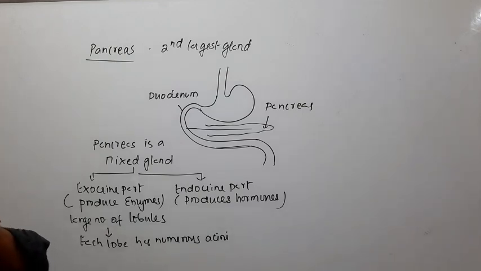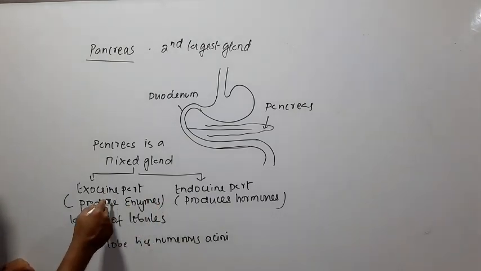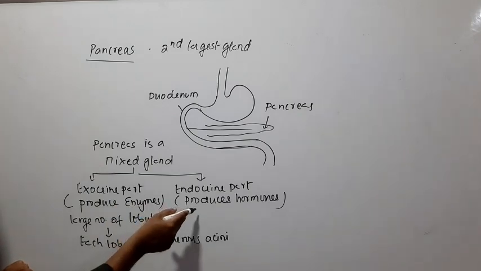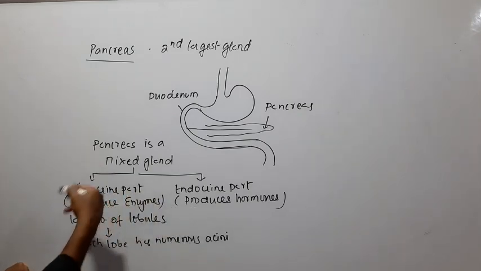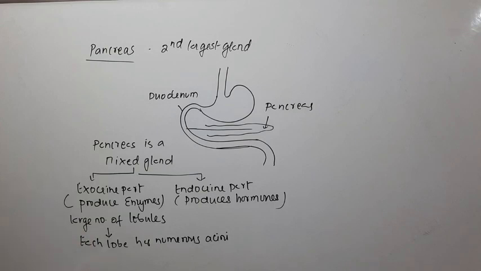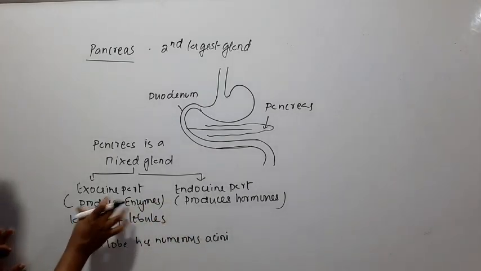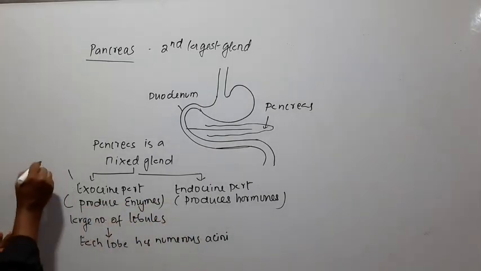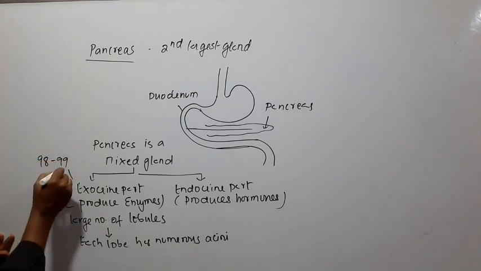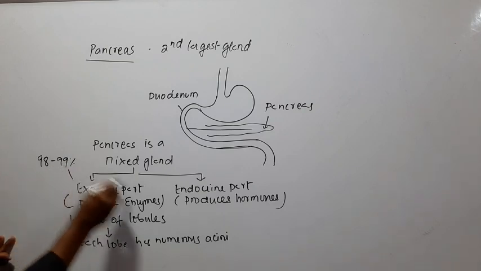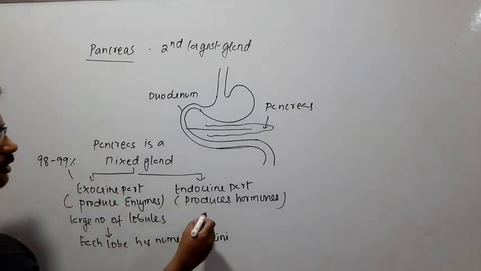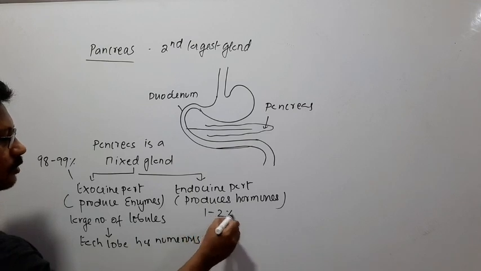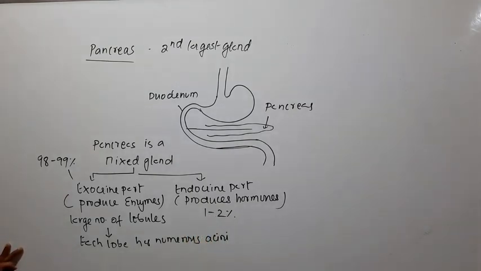The next one, the endocrine part, which produces hormones. As this acts as both endocrine as well as exocrine, we call the pancreas a mixed gland. I'll give you the proportions also here. The exocrine part will be around 98 to 99 percent of total pancreatic tissue, and the endocrine part will be only 1 to 2 percent of the pancreatic tissue.